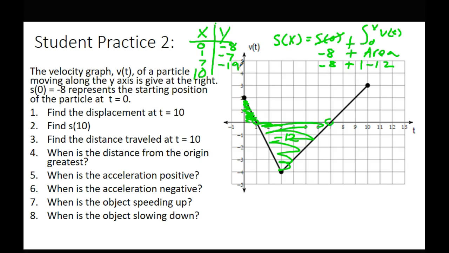So S of 10, once again, it's -8 plus the area. So to get the 10, I just add this much, which is 9/2. So that would be 1 minus 12 plus 9/2. And what did you get?